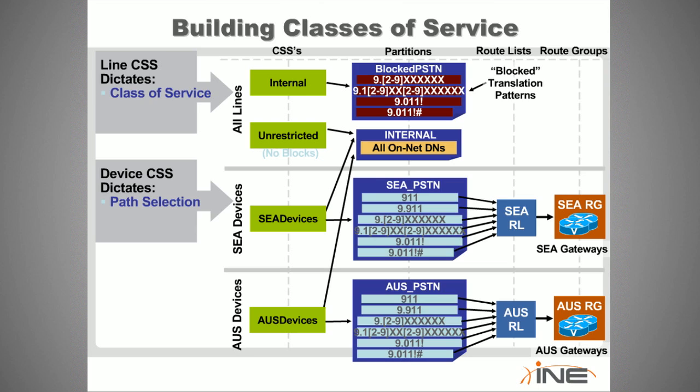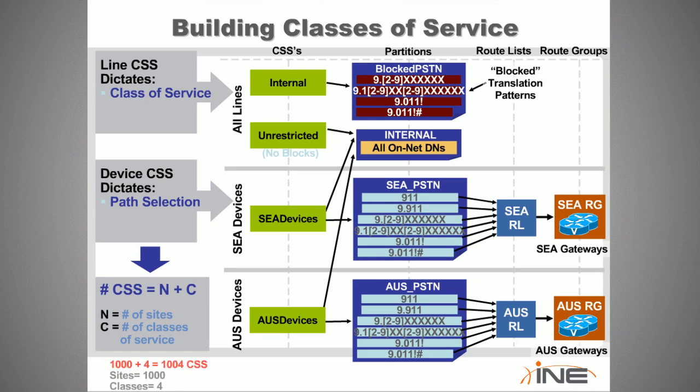Okay, so now we look at how the device CSS dictates path selection. Other than internal, this CSS points only to the route patterns that point only to the Seattle route list and only to the Seattle route groups and gateways. And our Austin devices point only to the Austin route patterns, the Austin route lists, and the Austin route groups and gateways. So now, instead of n times 4, which is what we had last time, number of sites times number of class of restrictions, we now have n plus 4. So instead of 1,000 times 4 equaling 4,000, we've now got n plus 4, or 1,004.